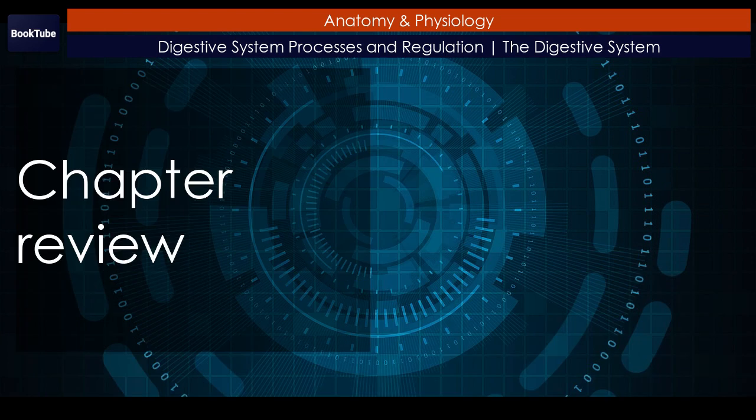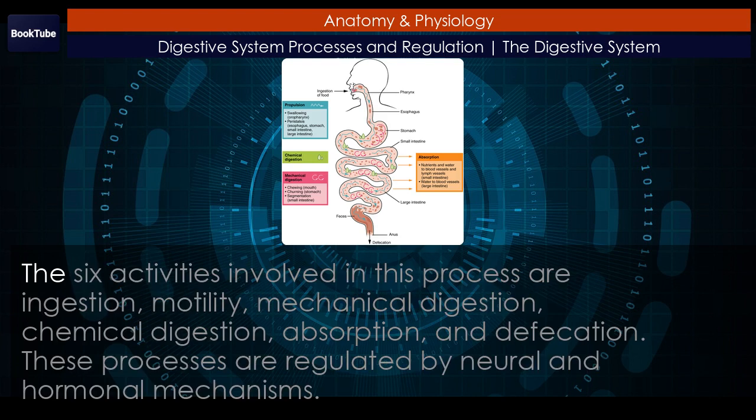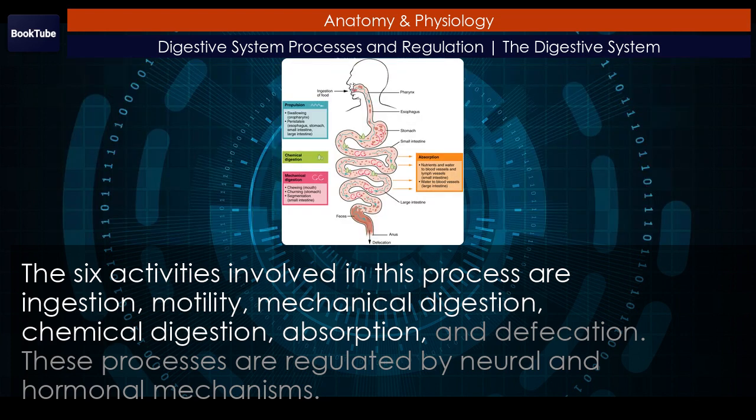Chapter Review. The digestive system ingests and digests food, absorbs released nutrients, and excretes food components that are indigestible. The 6 activities involved in this process are ingestion, motility, mechanical digestion, chemical digestion, absorption, and defecation. These processes are regulated by neural and hormonal mechanisms.